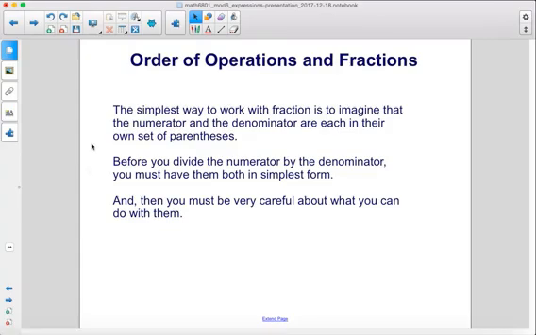Order of operations and fractions. The simplest way to work with fractions is to imagine that the numerator and the denominator are each in their own set of parentheses. Before you divide the numerator by the denominator, you must have them both in simplest form. And then you must be very careful about what you can do with them.